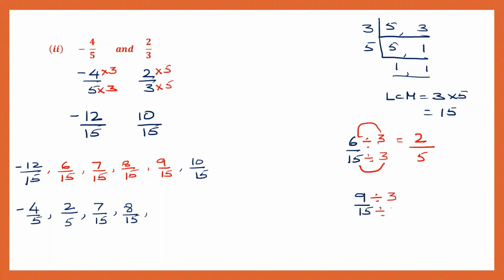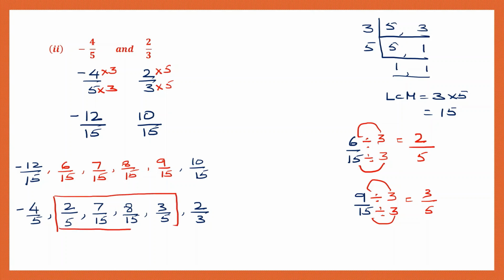So divide both by 3. 3 3s are 9 and 3 5s are 15. So we've got 3 by 5. So this is 3 by 5. And the last one, which is already there, 10 by 15 is actually 2 by 3 from the question. So these are the 4 rational numbers that we have inserted between the given 2 rational numbers.